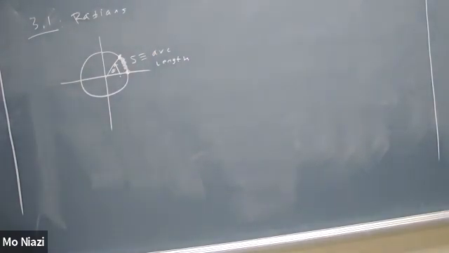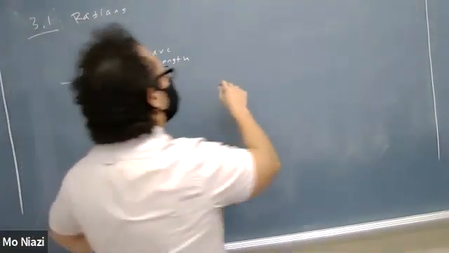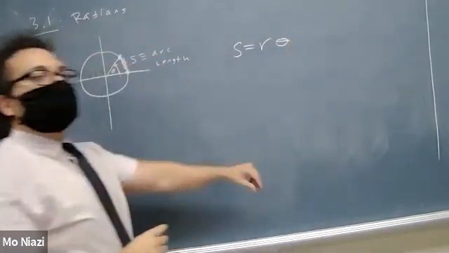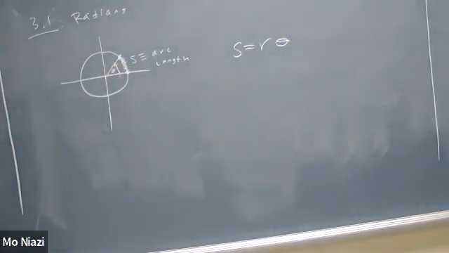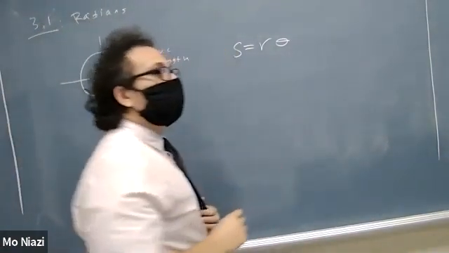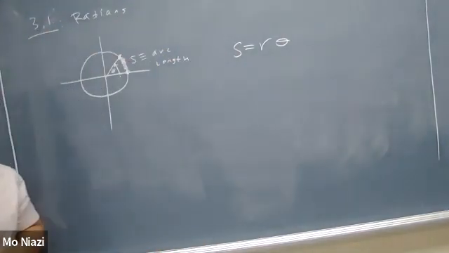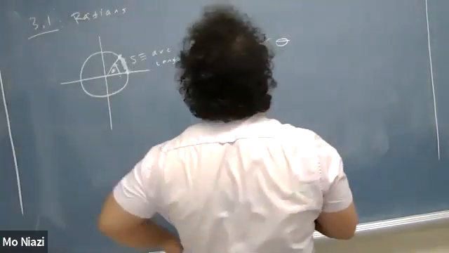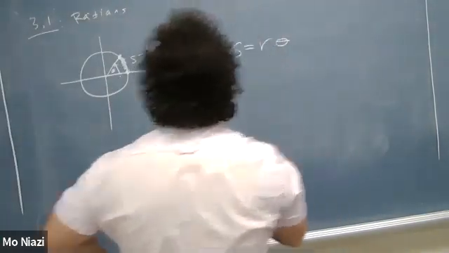Okay? So it has been discovered that S is equal to R theta. In a circle, that is. The arc length of a circle, this only applies to circles. This does not apply to ellipses or any other shapes that have curves. This only applies to circles. S, the arc length, is equal to R theta.